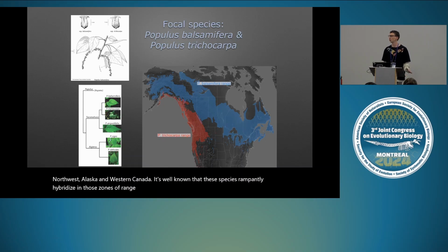Now, I'm not going to talk too much about the hybridization story. Would love to talk about it after, but I will say here, I think for long-lived organisms like trees, natural hybrid zones are an amazing resource if you're interested in the genetic basis of a trait, because we see novel combinations of genotypes.